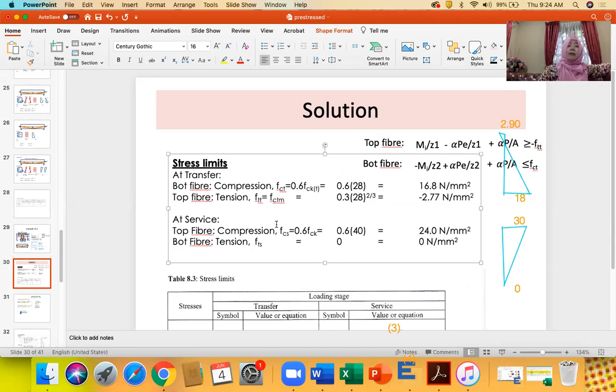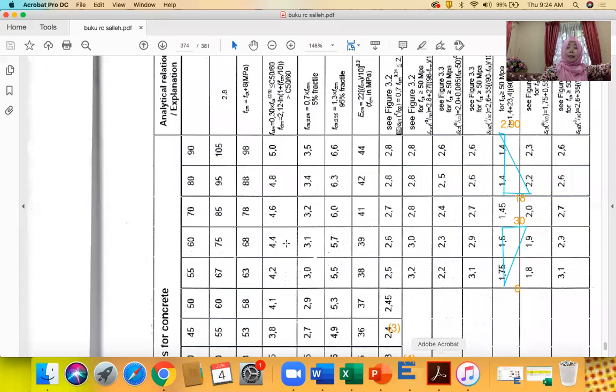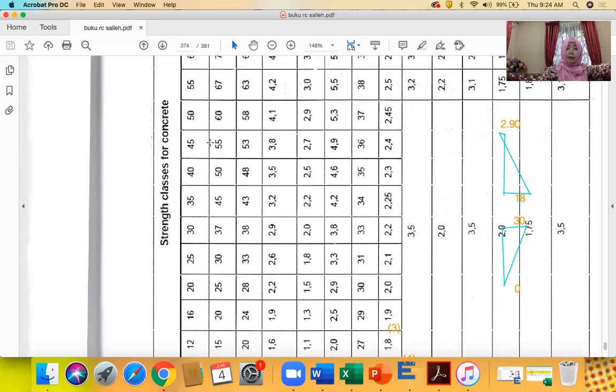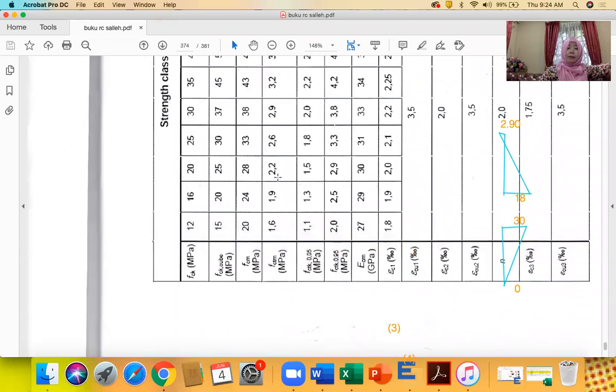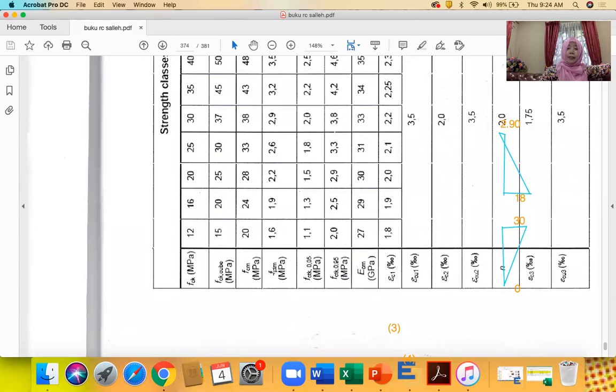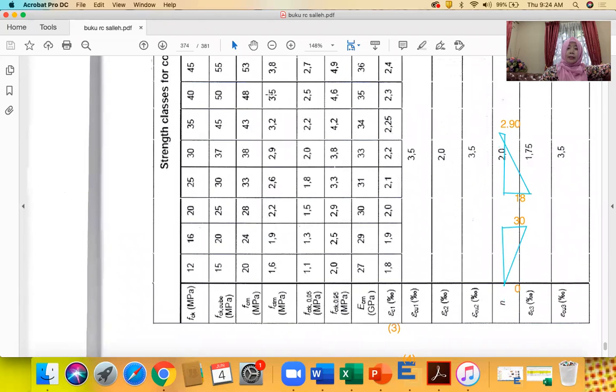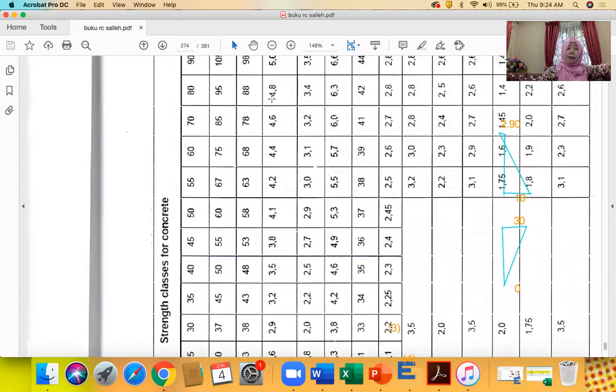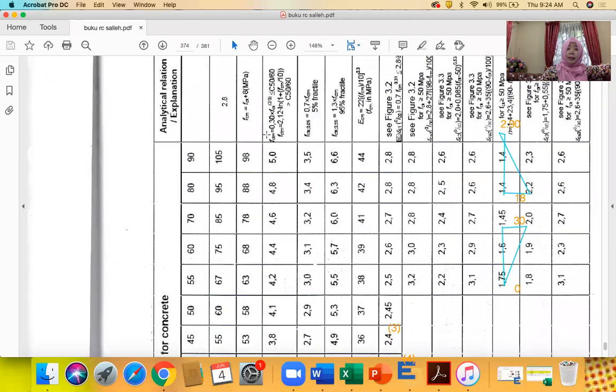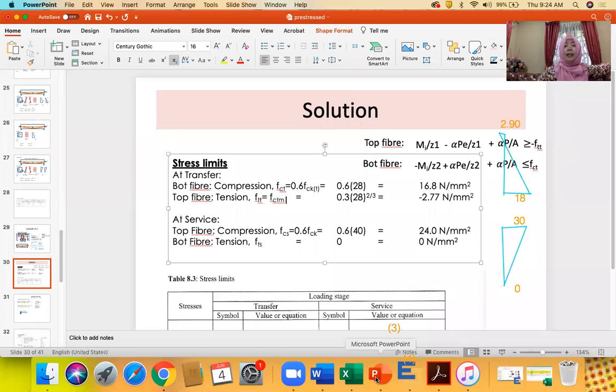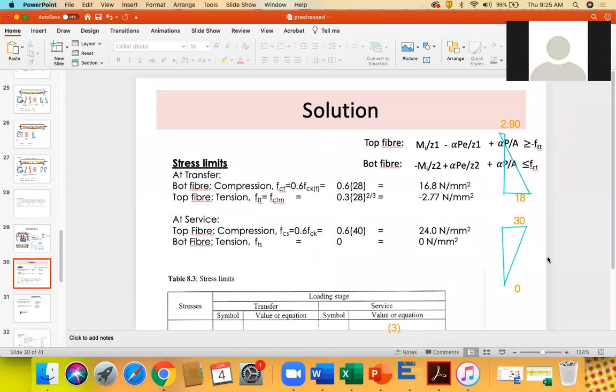So meaning that this FCTM, you cannot refer to the table here, because this table is referring to the 28 days. Am I right? This FCTM is referring to the 28 days when you test it at 28 days. But we can use this formula, the same formula, but here is FCT, grade of concrete at 7 days. Yeah, 28. Okay, understand, doctor.